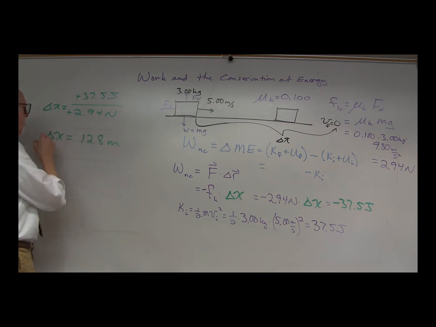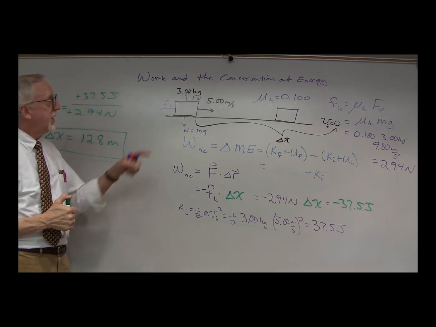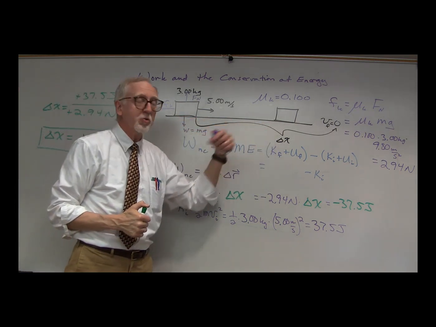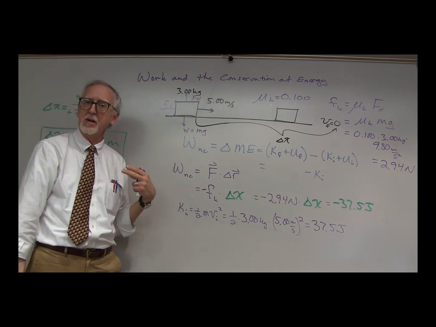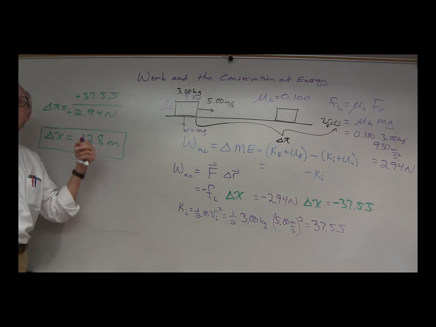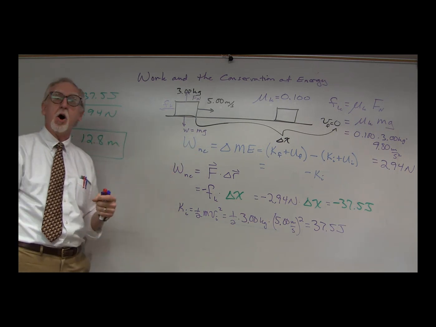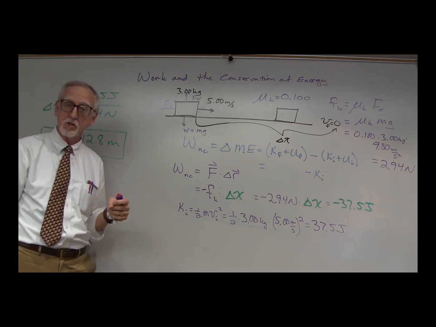meters. There we go. So the mass will slide a total of 12.8 meters, which is longer than the 4 meters we started with, so that makes sense. It's going to go further than that, which is what we assumed. And it's going to go a total of 12.8 meters until it finally stops, and all of the kinetic energy has now been lost to the work done by the non-conservative force.